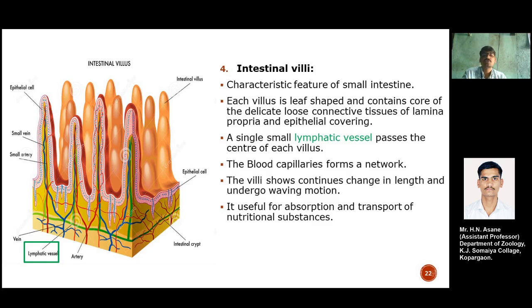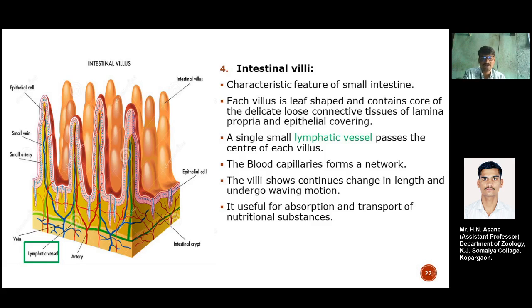Okay, so the lymphatic vessels form the lymphatic system, a mechanism for a better network of signals. These lymphatic vessels are present in each villus. So each villus of the small intestine gets connected with these lymphatic vessels, forming the lymphatic system. The blood capillaries form a network in these villi structures.